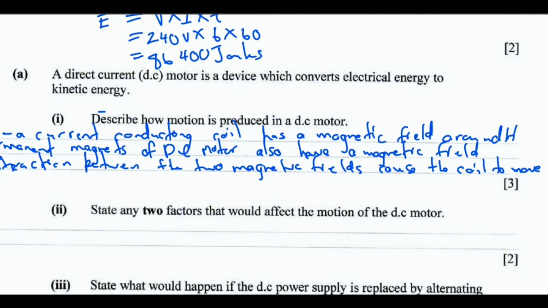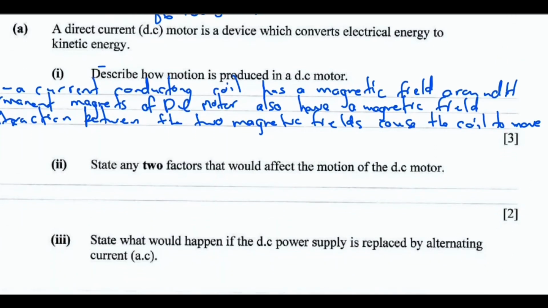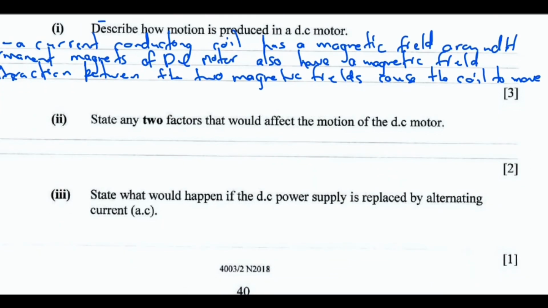Part 2, state any 2 factors that would affect the motion of a DC motor. This would be affected by the strength of the magnets. If the magnets are strong, then it means that the motion is also going to be great or big. So strength of magnets, okay?